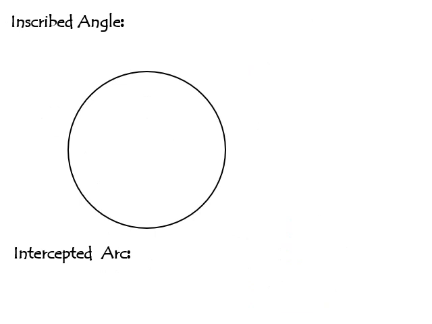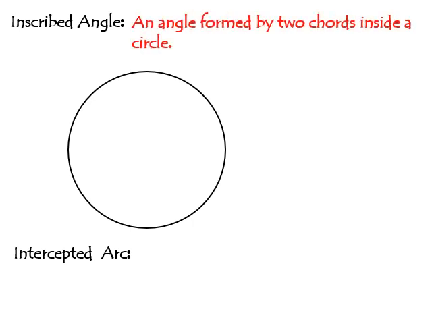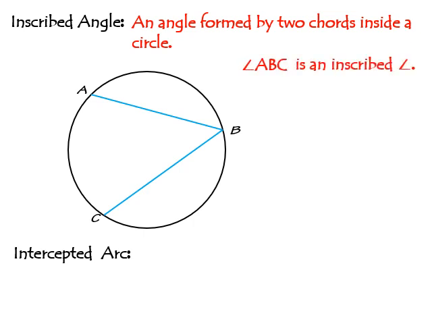Next, let's talk about inscribed angles. So what is an inscribed angle? An inscribed angle is an angle formed by two chords inside of a circle. So let's take a look at that. You see, I drew two chords inside of a circle, and it created an angle. That angle is angle ABC. So angle ABC is an inscribed angle.